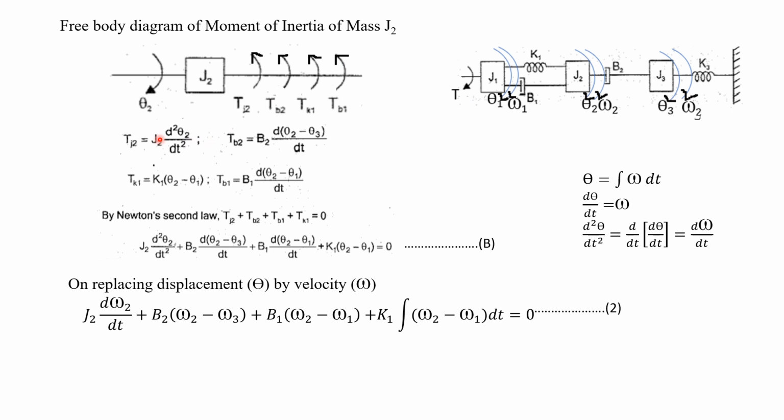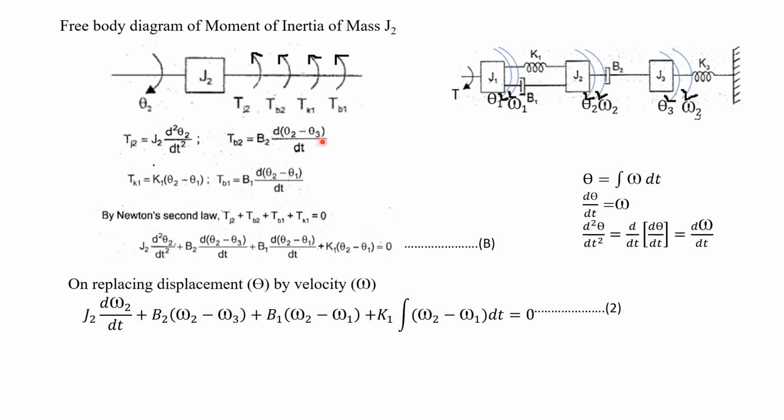Now we have to write the formula for opposing torque. Tj2 will be equal to J2 into d square theta 2 divided by dt square, because here the displacement is theta 2. Now what about the value of TB2? To write the value of TB2, we have to see where this B2 is connected. B2 is connected between J2 as well as J3.